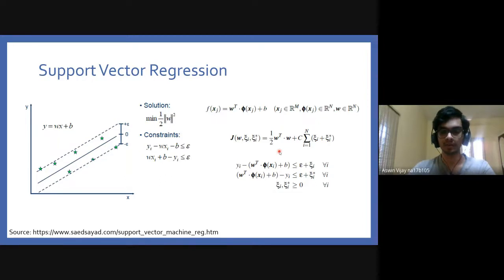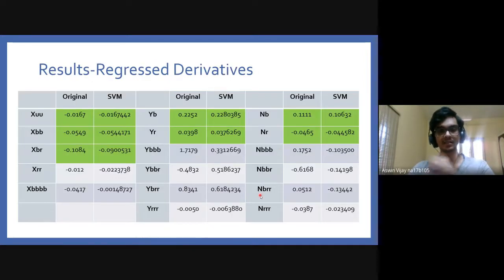So continuing on from this, these are the regressed derivatives that I have got. You can see the surge derivatives here, sway here, and the yaw derivatives here, and you can see the pattern. Some of the derivatives are matching almost, while the others are not exactly matching. And you can see that the first order derivatives are matching, while the higher order derivatives are not matching. And this is mainly due to a problem called parameter drift.